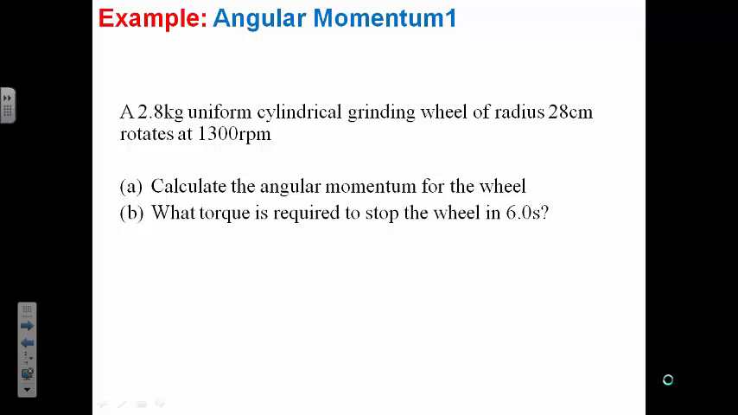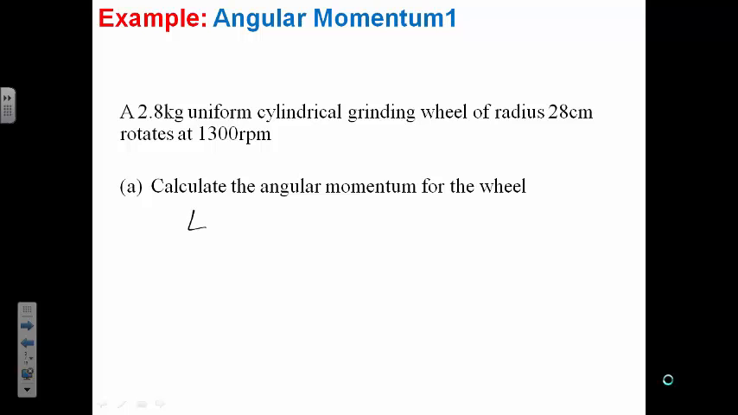So in order to get the angular momentum, which we said was I omega, we need to get an I for this grinding wheel, and we need to calculate its omega, because 1300 RPMs is not in radians per second. So the first thing is we remember that an I for a cylinder is mr squared. So for us, this is 2.8 times our r of 0.28 squared.